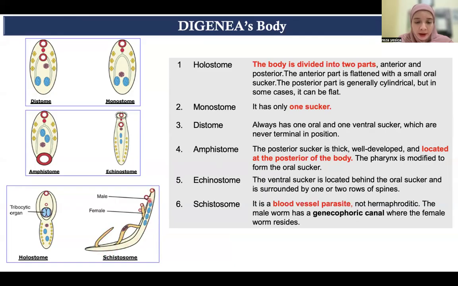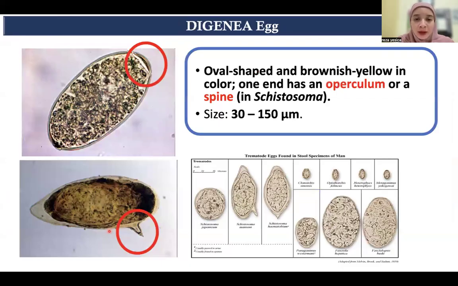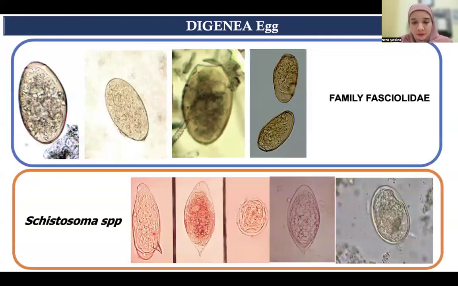And the males have gynecophoric canals where the female worms reside inside of the male. So they are not hermaphroditic, for Schistosoma. And this is the Schistosoma egg. They have two kinds of egg. The first one is operculated, and the second one is spined. The lateral spine is typical in the Schistosomatidae family.